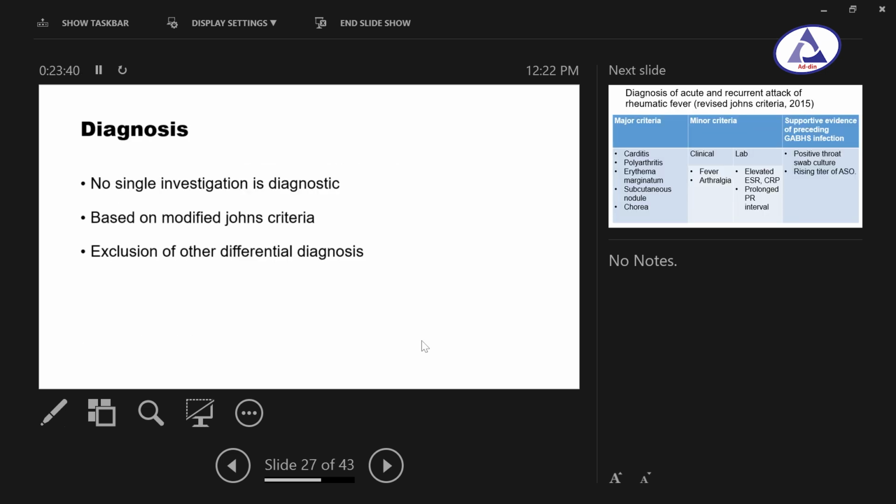Then how can we diagnose a case of acute rheumatic fever? Acute rheumatic fever is not a single diagnosis. Not a single investigation is diagnostic. Not a single picture is diagnostic. It has some criteria based on the modified Jones criteria and also exclusion of other differential diagnoses. So diagnosis depends on the modified Jones criteria and exclusion of other differential diagnoses.